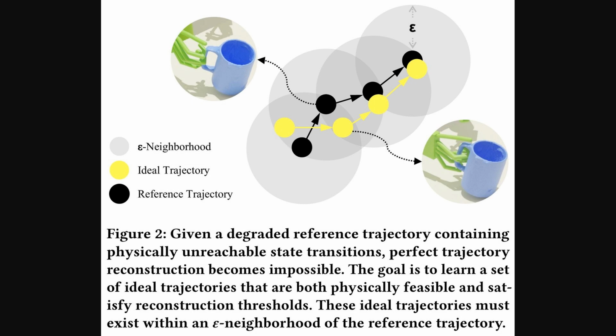Building on that, this next diagram, figure 2, really zooms in on the core challenge when dealing with those imperfect demonstrations. We see what is called a reference trajectory, shown by the black dots and arrows, representing the initial, possibly flawed example data. It might even contain physically impossible steps. The goal, then, is to learn an ideal trajectory, that is, the yellow path, which is physically achievable and stays close, within what they call an epsilon neighborhood, or a small allowable area, around that original imperfect example. This visual nicely shows how the system aims to find better, feasible solutions.